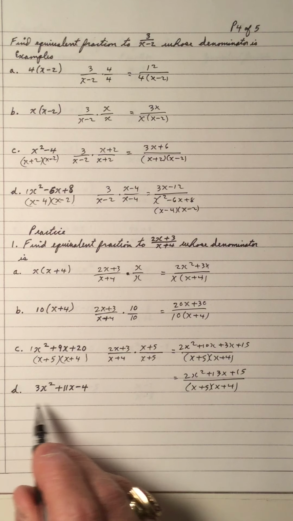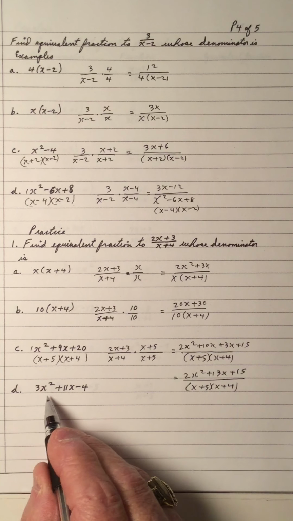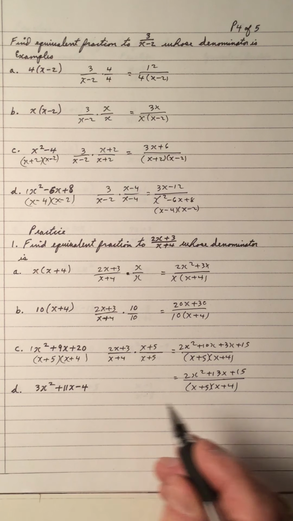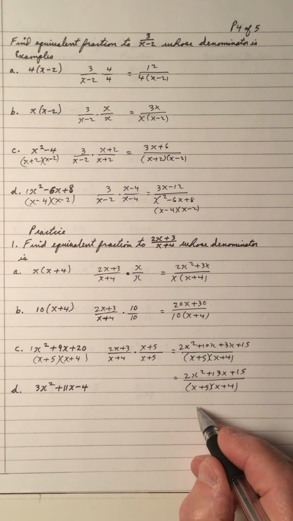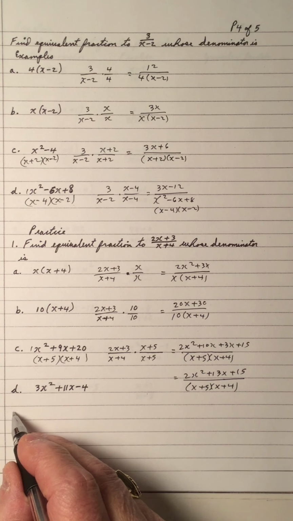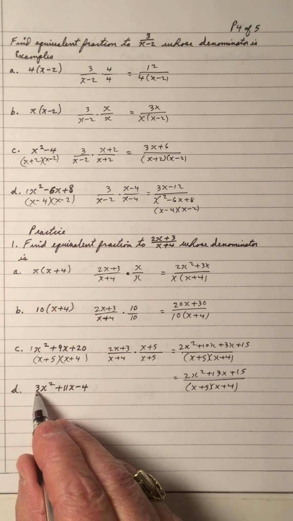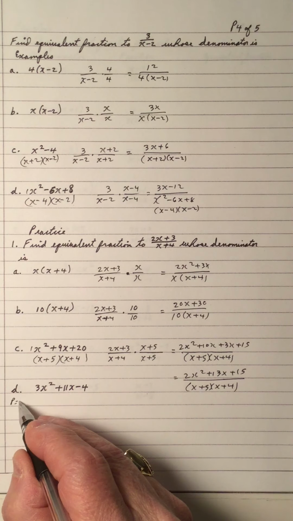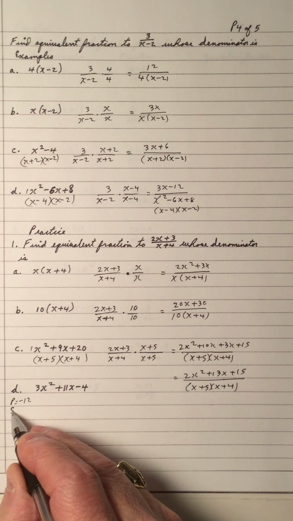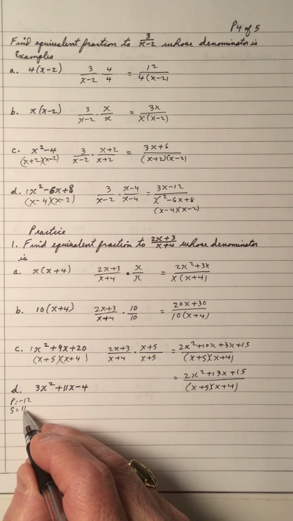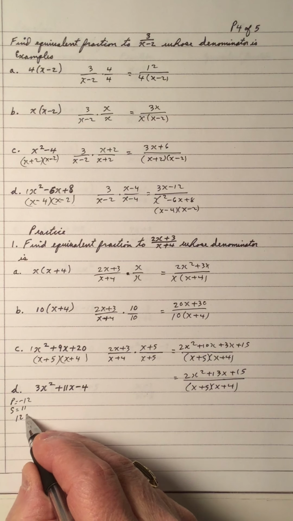And the last one here on this page, I have to factor this. So I have to do all this work to factor. Let's factor it right here. 3 is not a GCF, so the product is 3 times negative 4, which is negative 12. The sum in the middle is 11. So the factors of 12 to give me 11 must be 12 and 1.